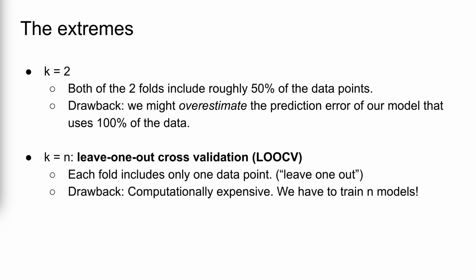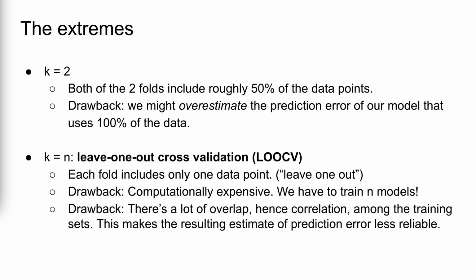Well, with n testing folds, LOOCV would require us to fit n training models. Even if we had a modest sample size of 1,000 data points, this would mean building 1,000 models. That can become very computationally expensive. There's also another more mathematically technical drawback to leave one out cross-validation. Since each testing fold includes only one data point, the training sets are largely the same. This correlation among the training sets makes the ultimate corresponding estimate of prediction error less reliable. If you're curious about these mathematical properties, I encourage you to take mathematical statistics.